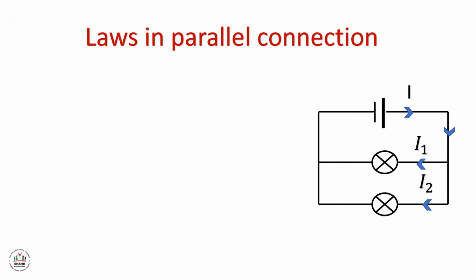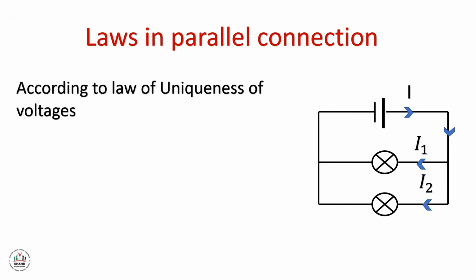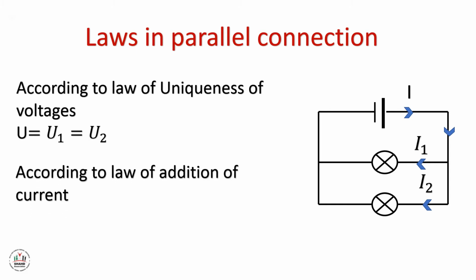Now we will tell the laws that are applied in the parallel connection. The first law is called the law of uniqueness of voltage. So the voltage across the dry cell is the same as the voltage across lamp 1, and the same as the voltage across lamp 2. So we write U is equal to U1, which is equal to U2.